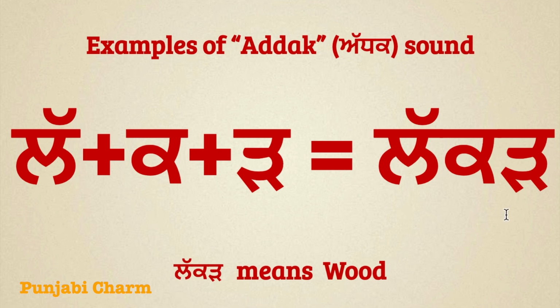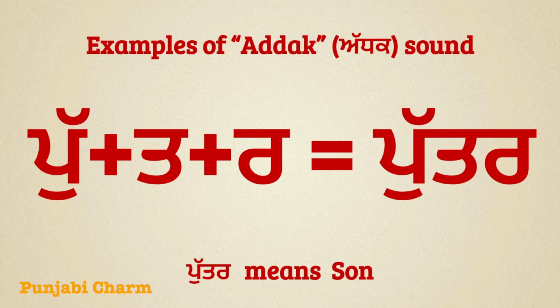The next word is lakkad. Lakkad means wood. And to read this word, we can say lallenu addak la, kakkenu mukta ka, rarenu mukta da, lakkad. You can repeat after me, lakkad. Let's check out next word. The next word is puttar. Puttar means son. And to read this word, we can say pappenu onkad utte addak pu, tatta mukta ta, rara mukta ra, puttar. You can repeat after me, puttar.